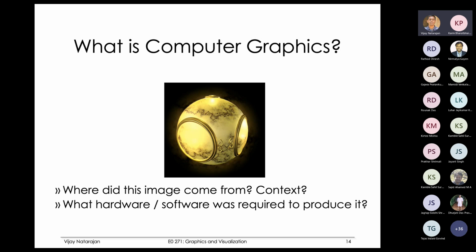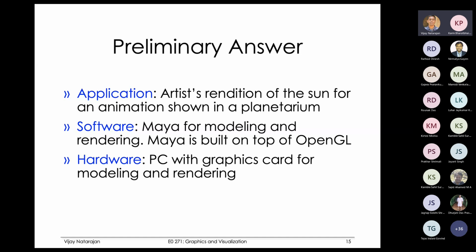So a quick answer for this specific image. This specific image is an artist's rendition of the sun. So you see some embellishments here. It was created using a software called Maya. Maya, by the way, is built on top of a graphics library called OpenGL. The hardware used for rendering is a regular PC, a desktop, which has a graphics card that supports the rendering of this model.